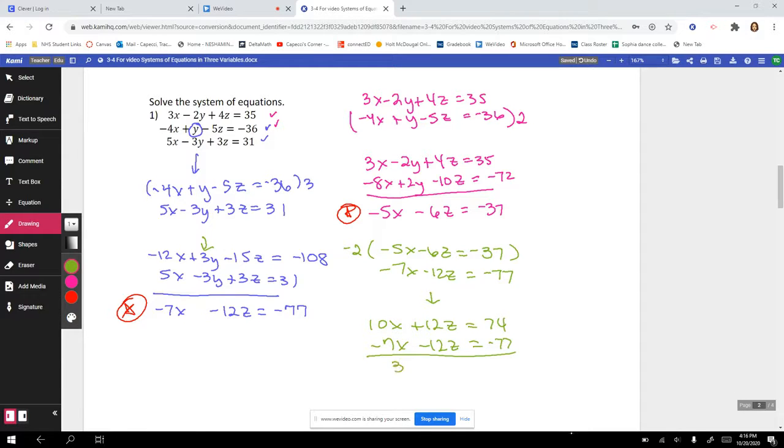And I realize I have 3x. Again, my z's zero out, which is what I want, is equal to negative 3. So that gives me x is equal to negative 1. Now, once I have x, I can find y and z.